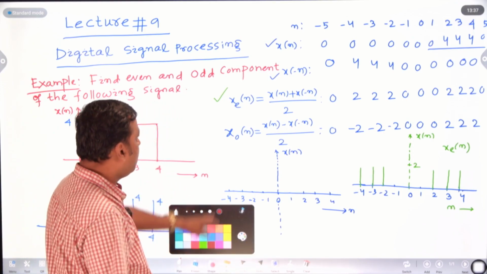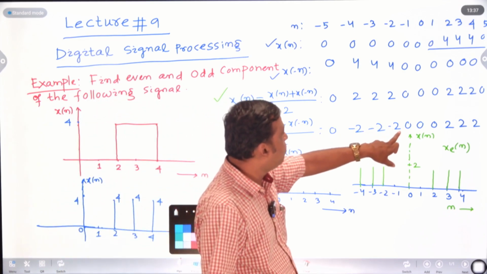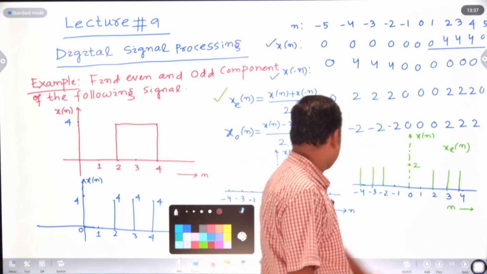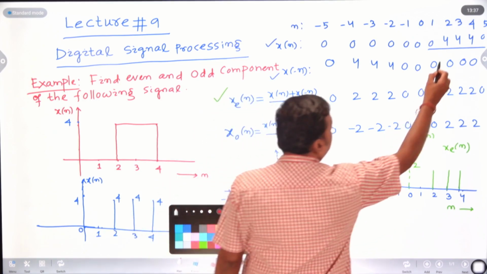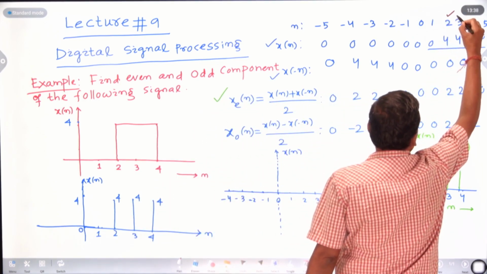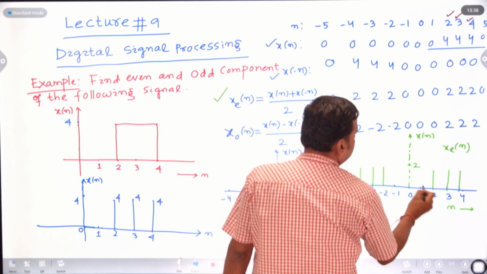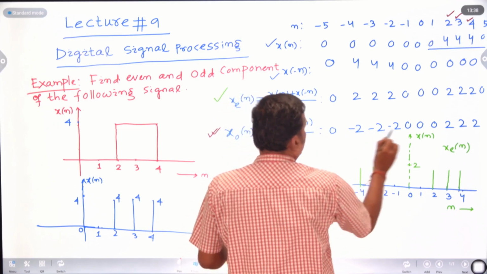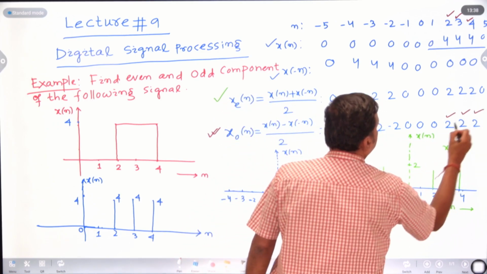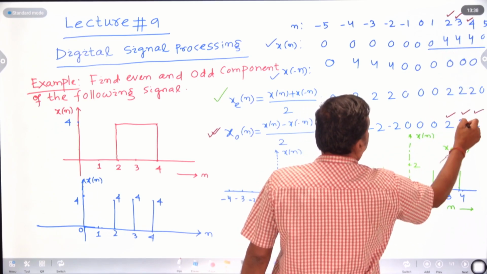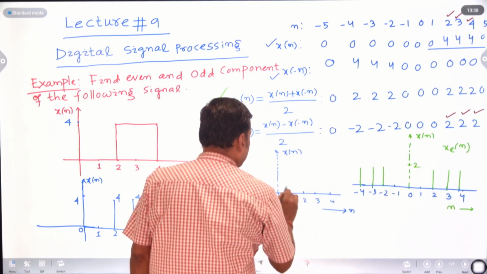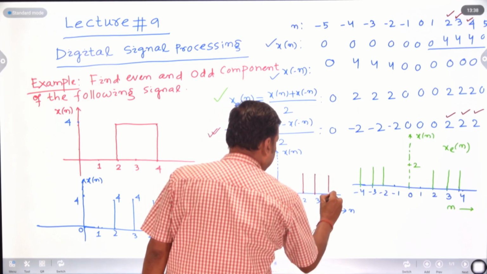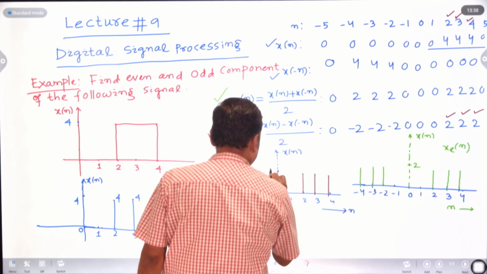The odd component of the signal x of n: n equal to 0 gives 0, n equal to 1 also 0, n equal to 2 gives 2. For n equal to 2, 3, 4, the odd component is 2, 2, 2. For n equal to 2, let this be 2; 3 also 2, 4 is also 2. So the amplitude is 2.